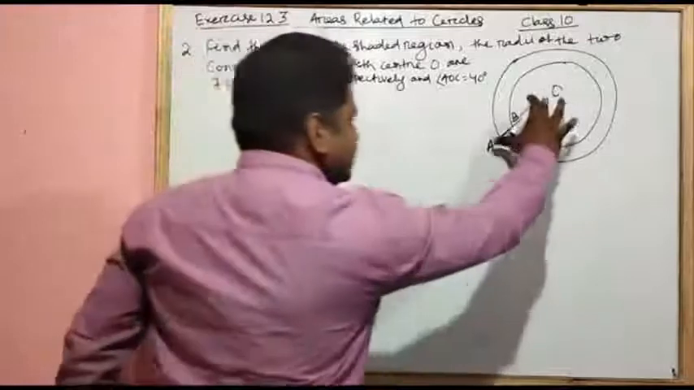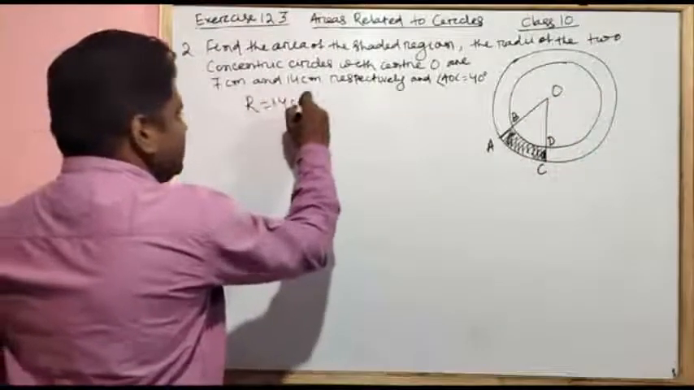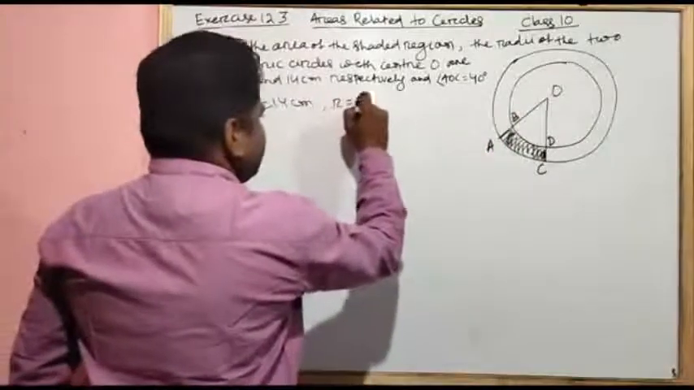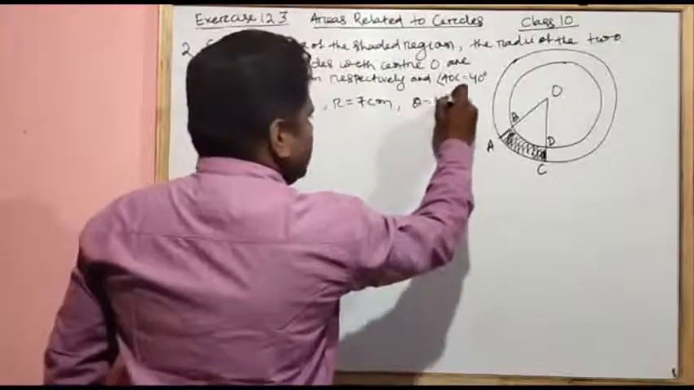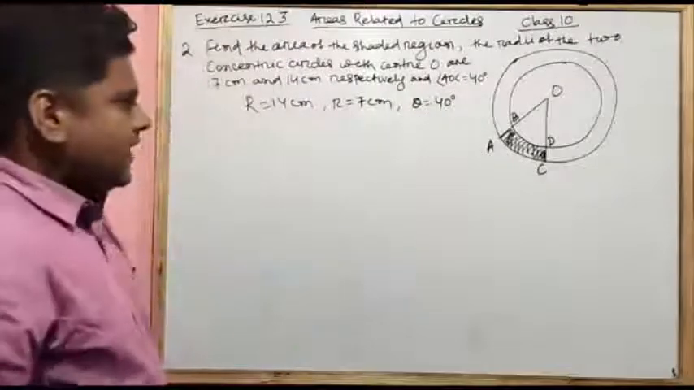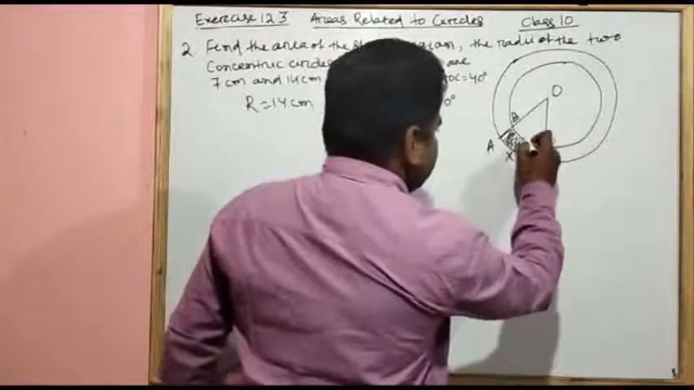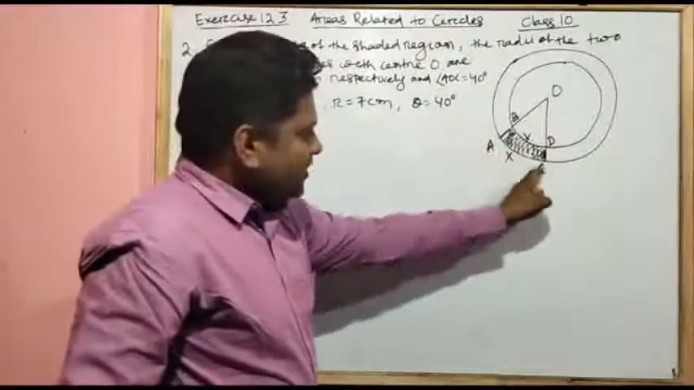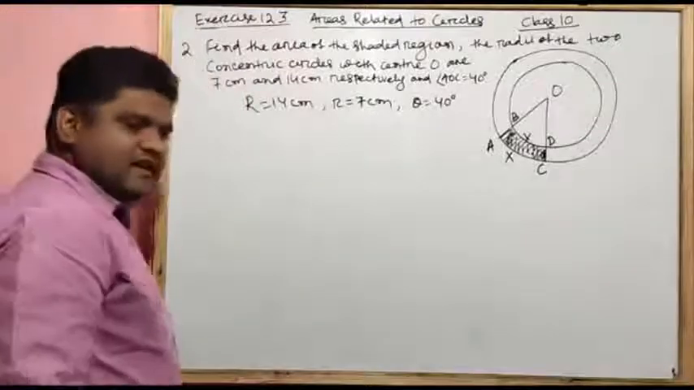So let this radius be capital R, that is equal to 14 cm, and this radius be small r, that is equal to 7 cm, and the central angle theta is equal to 40 degrees. We have to find this area. Let this point be X, and there is a point on BD, that is Y, and a point on AC, that be X. So we have to find the area of the shaded region.